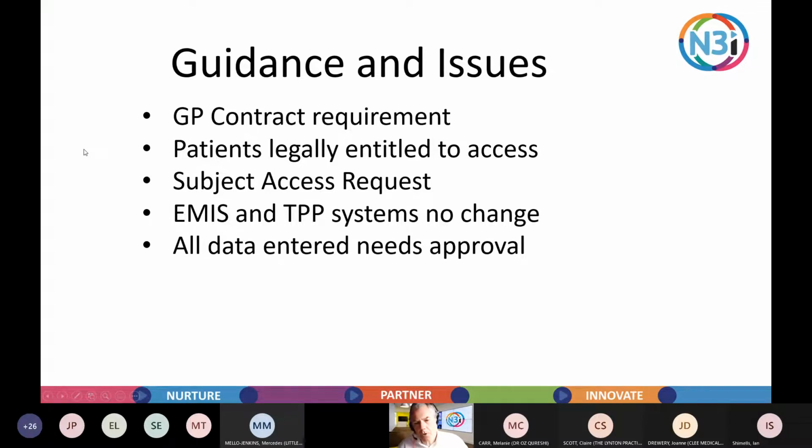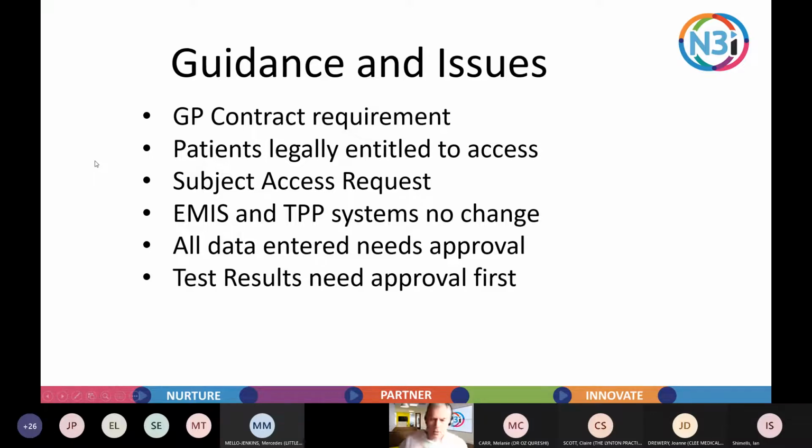And there's a process by which, when you're entering data into a record, there's a level of approval process that you need to do to say it can be visible on the patient record. And as I say, I'm going to get some screenshots on that, but you probably know this already if you're actually using the system.